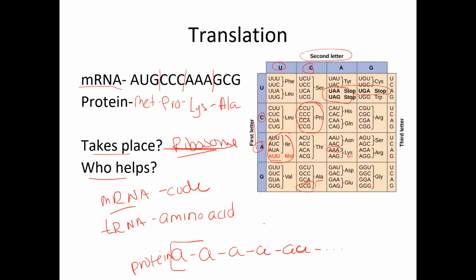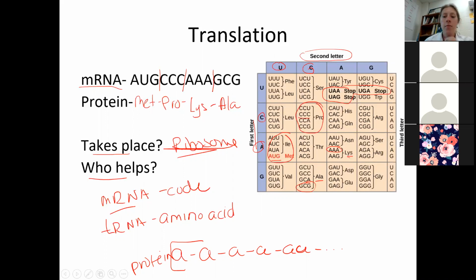I'm not really sure if this has to do with it, but does the whole process take place inside the nucleus or outside of it? Yeah, so the first part, transcription, takes place inside the nucleus, but then all of this part, translation, takes place outside the nucleus.